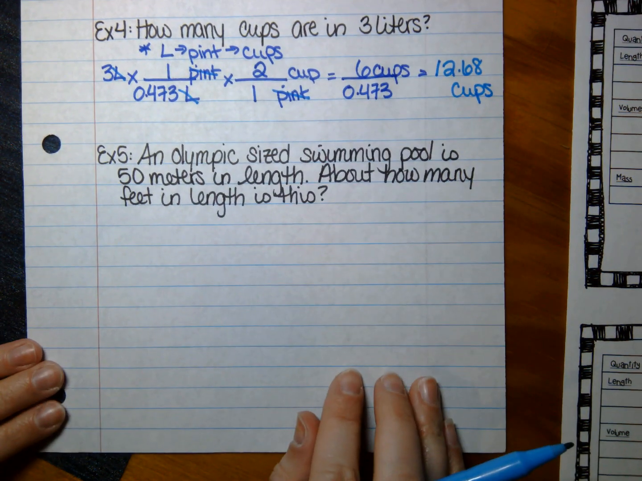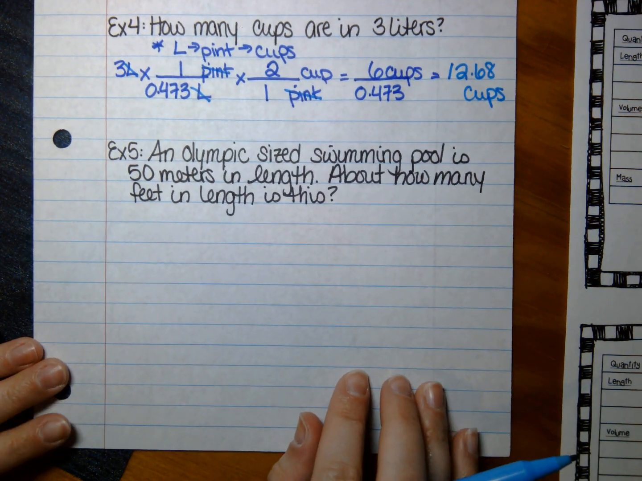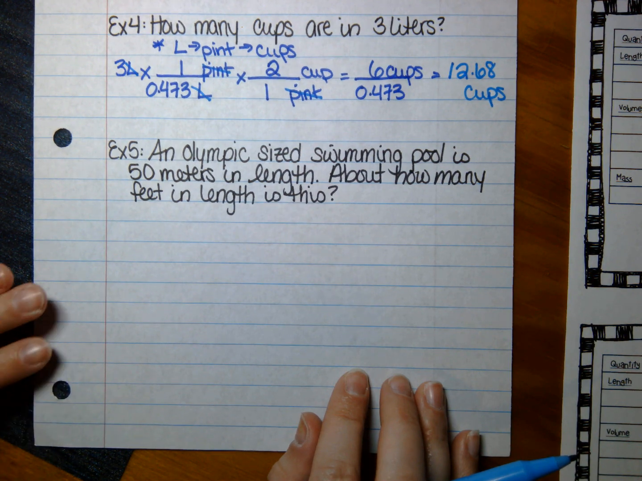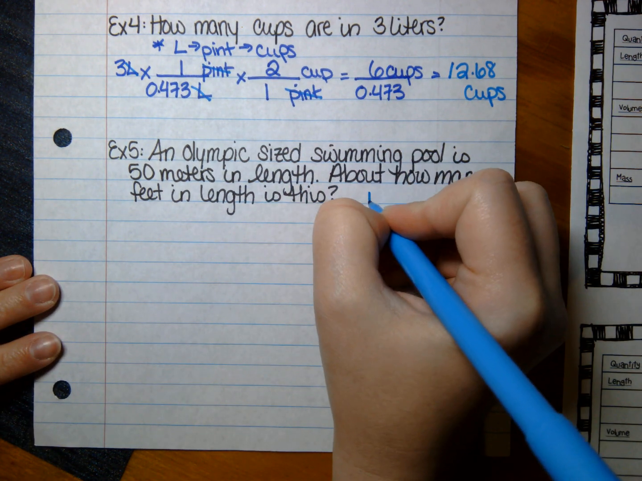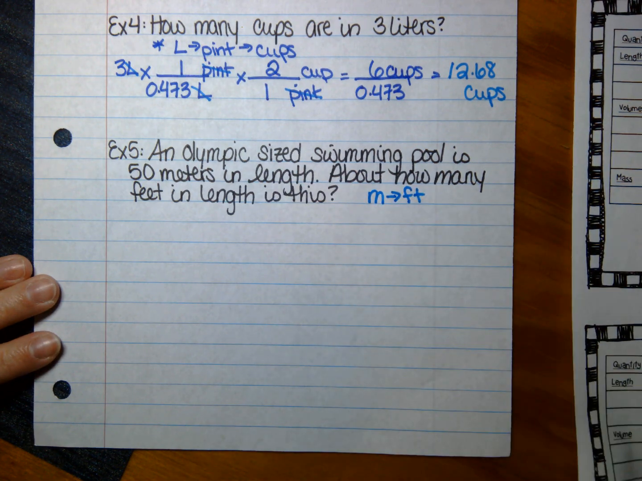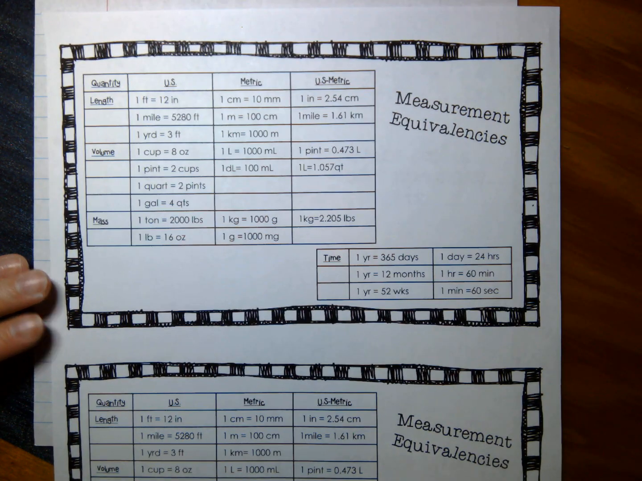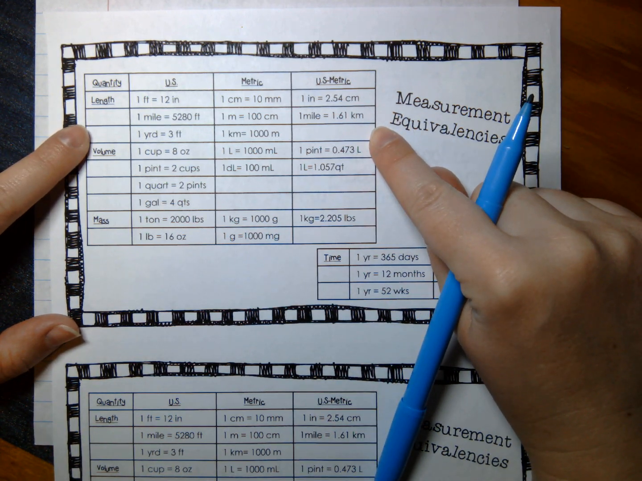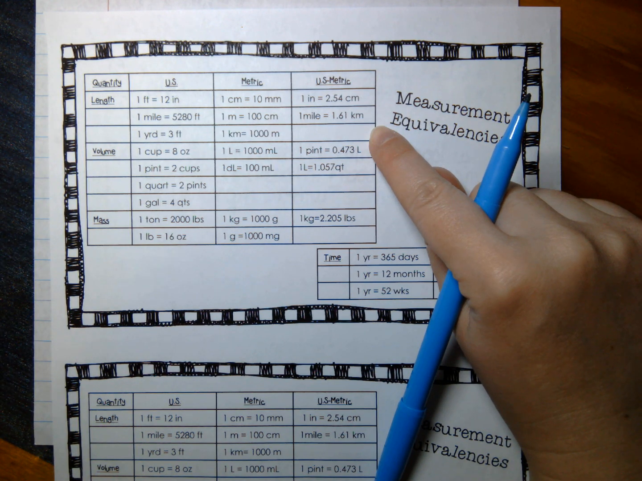And the last one says that an Olympic-sized swimming pool is 50 meters in length. About how many feet is this? So you're going meters to feet is what it's asking. So that's a measure of length. So you're going to look at these top 3. I don't have a direct meters to feet. So you can do this a multitude of different ways.